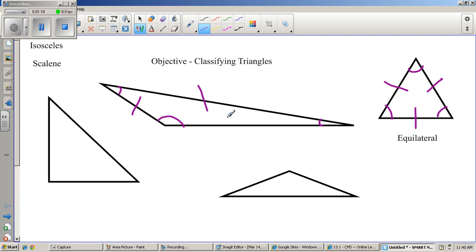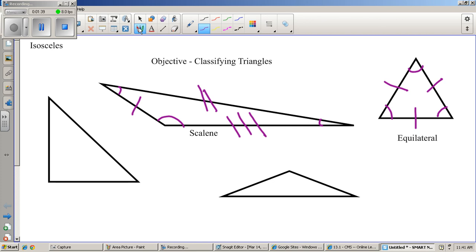lengths. So let's make 2 marks for this one to show that it's different. So we'll put 2 marks there. We'll put 3 there to show none of these sides are equal. Then we're going to drag that word scalene right over that scalene triangle. Now we're left with 2 triangles, but only 1 word left. So our next triangle is called an isosceles triangle.